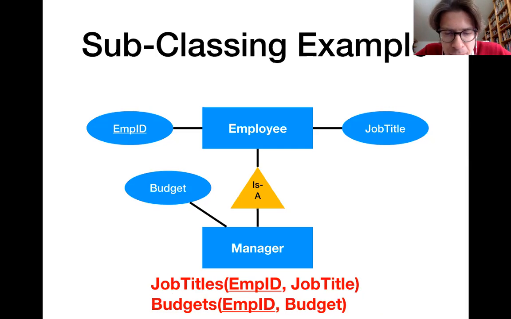Another possibility is what you see here. So there is the job title attribute, which is common to all of those entities. And then there is the budget attribute, which is specific to entities of type manager. So what we could do is introduce one table to include all of the common attributes. Here that is the job title, and of course we always need to include the employee ID. And then we could introduce a second relation which only stores the manager-specific attributes, which in this case is the budget. So that would be an alternative way to represent this subclassing relationship.